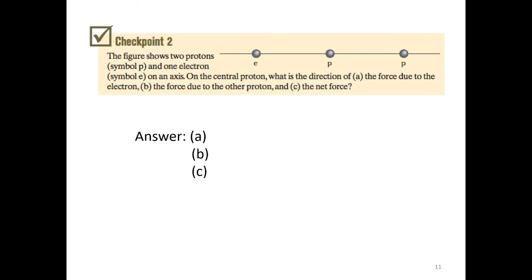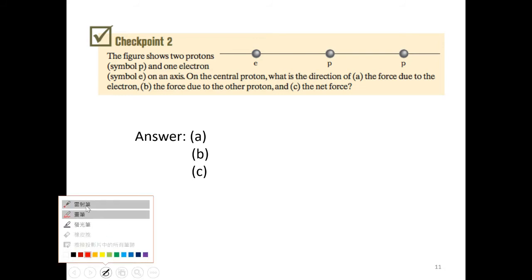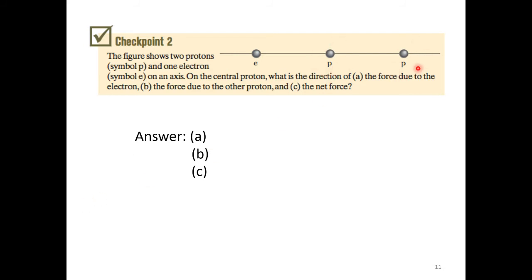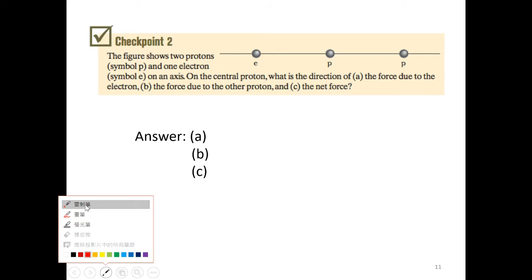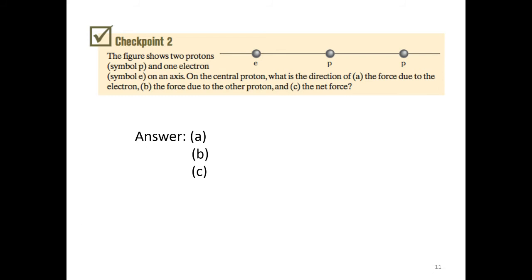Okay, so checkpoint. The figure shows two protons, this one is a proton, and one electron, this one is the electron, on an axis. So on the central proton, what is the direction of the force due to the electron? So I ask you about this proton. What is the direction of the force due to the electron?